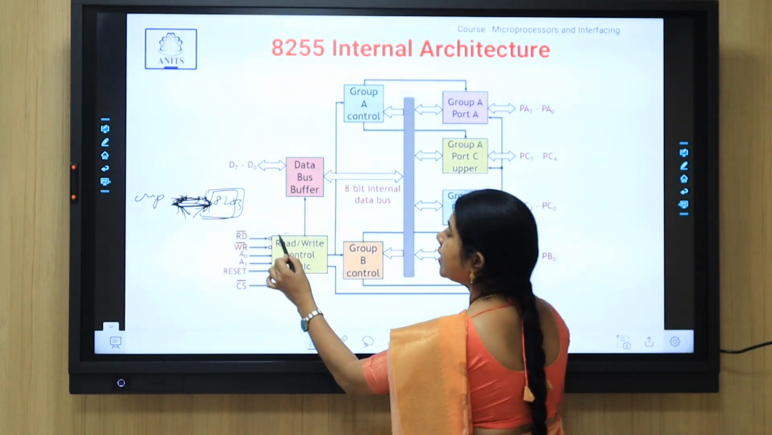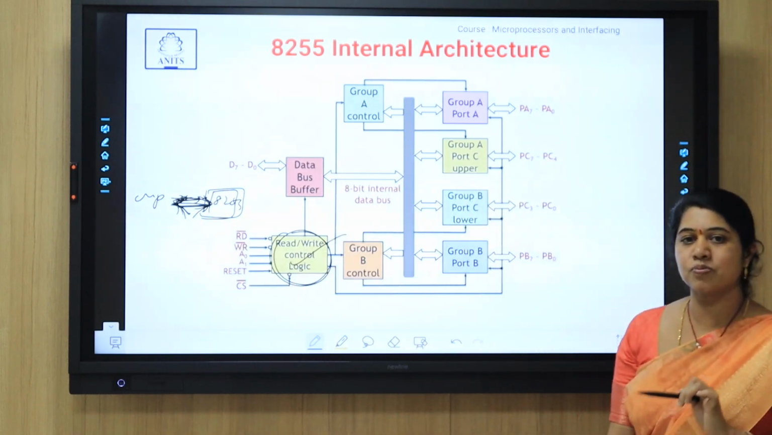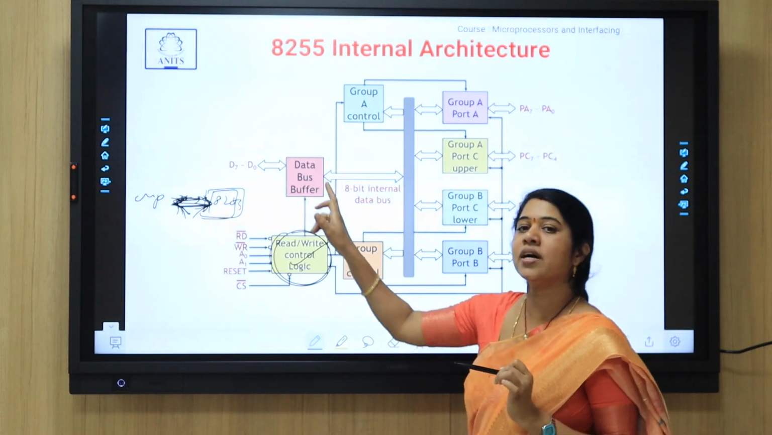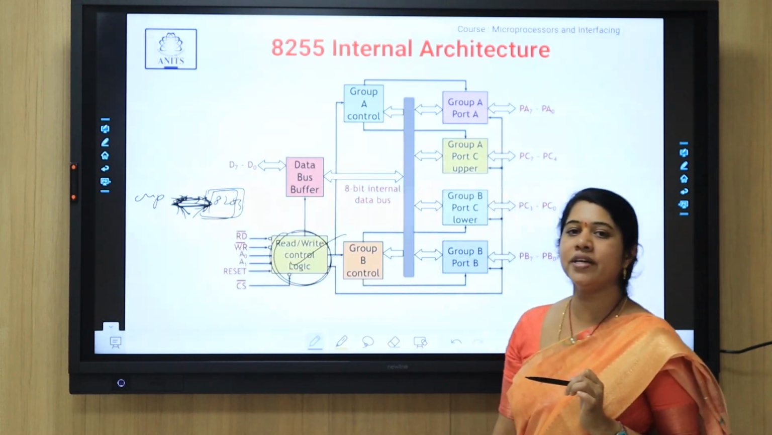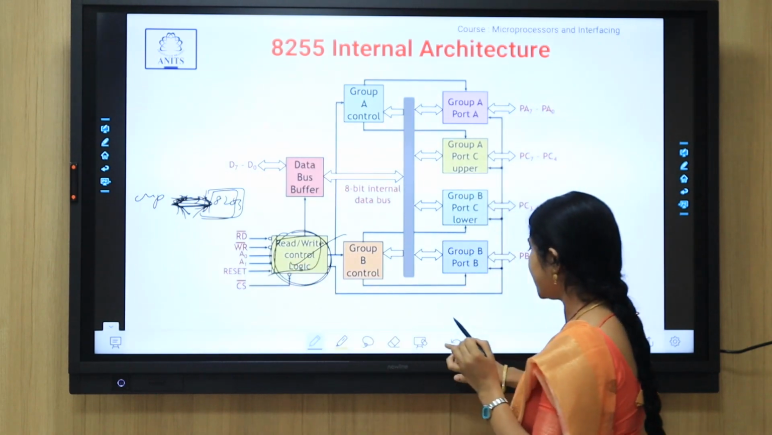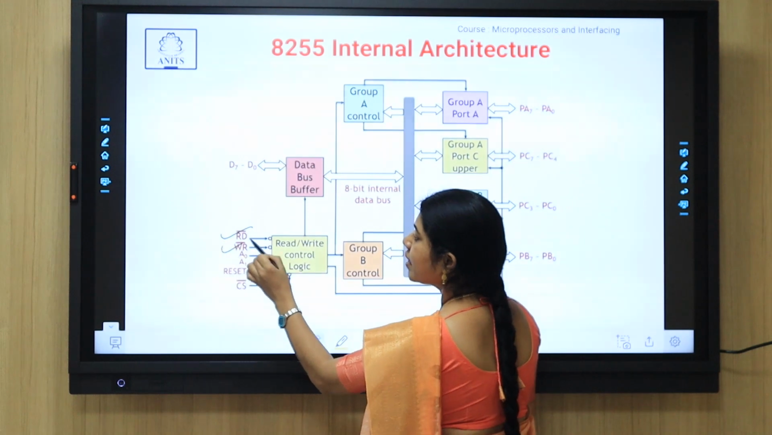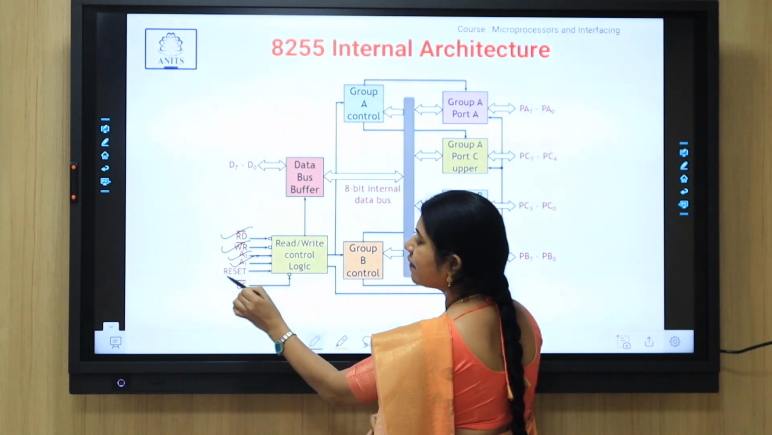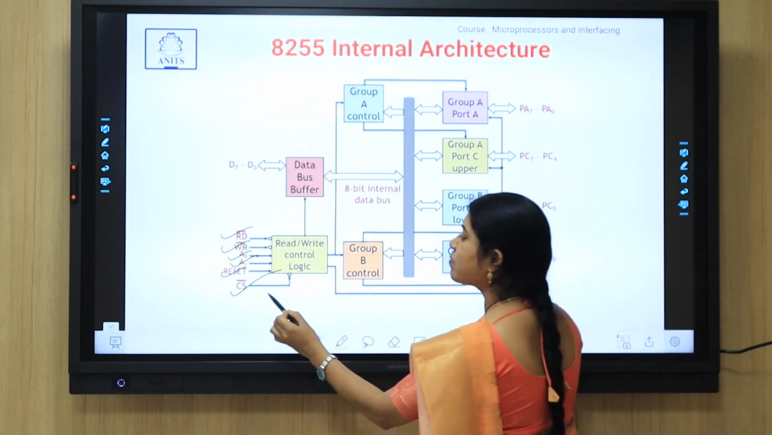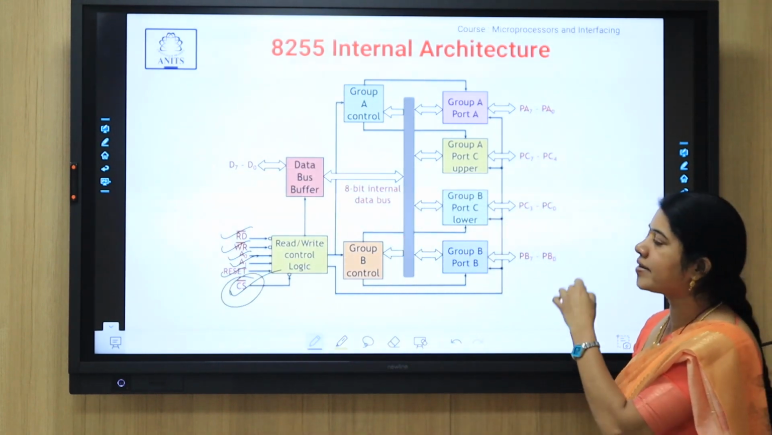Coming to the read-write control logic, this read-write control logic is responsible for performing the read and write operations which happen through these D0 to D7 lines. It consists of 6 pins: read bar, write bar, A0, A1, reset and chip select signal. Chip select is one of the important signals that is used to select this entire chip.